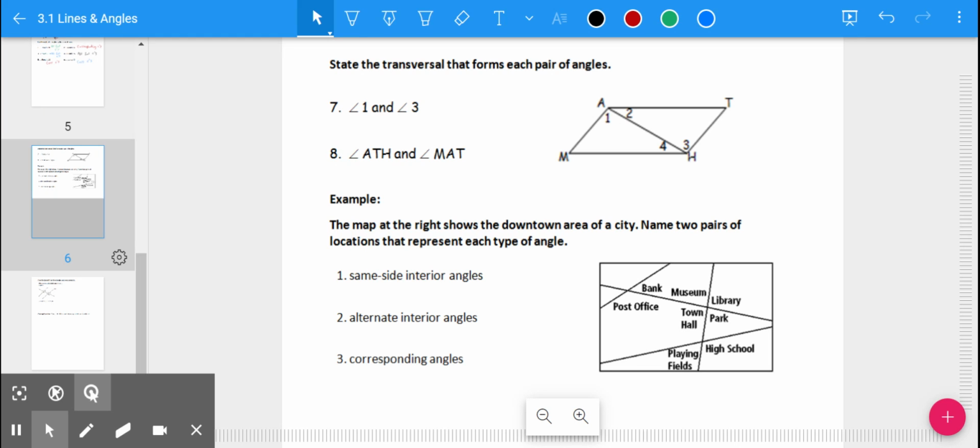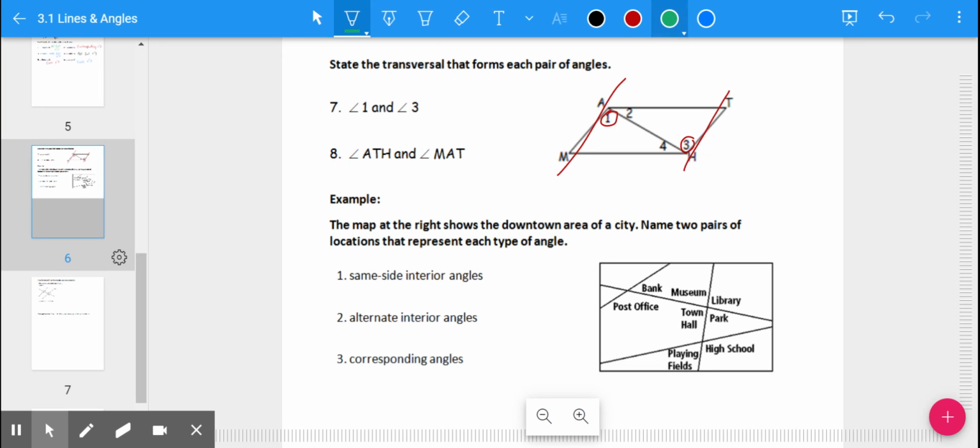So number 1, it says angles 1 and 3. So angle 1 and 3, because depending on how you look at it, you could have different transversals. 1 and 3, these are the lines that I think we're talking about. So the transversal would have to be line AH. That's the only line that they both have in common, and that would be something that a transversal would be.